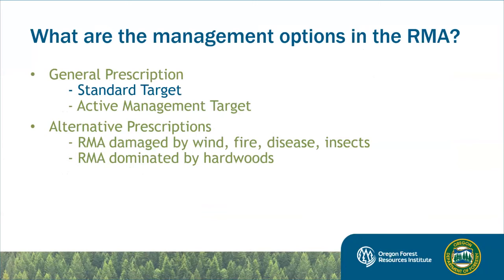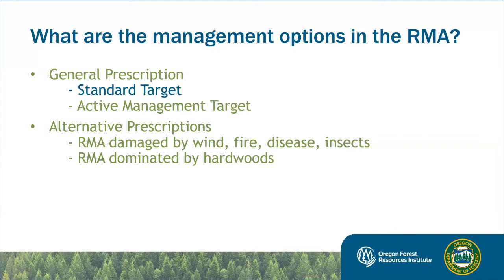And so here are the different prescriptions for managing a Type F RMA. The general prescription has the standard target and the active management target. The active management target is used mainly for in-stream wood placement projects where you can leave fewer standing trees within the RMA. You get credit for placing additional large woody material in the stream.